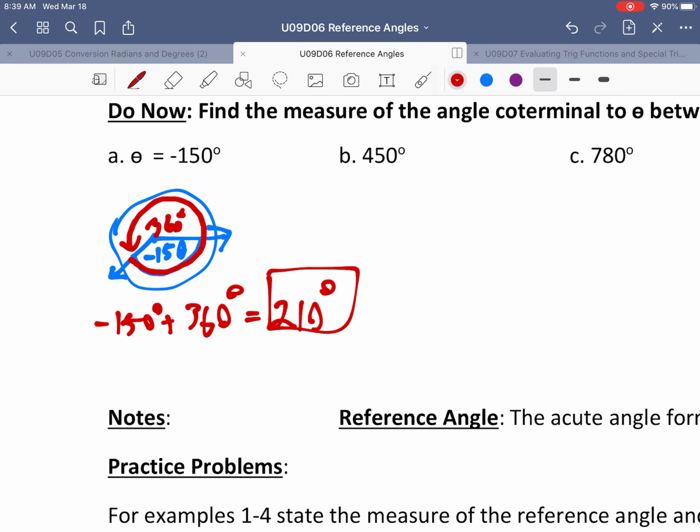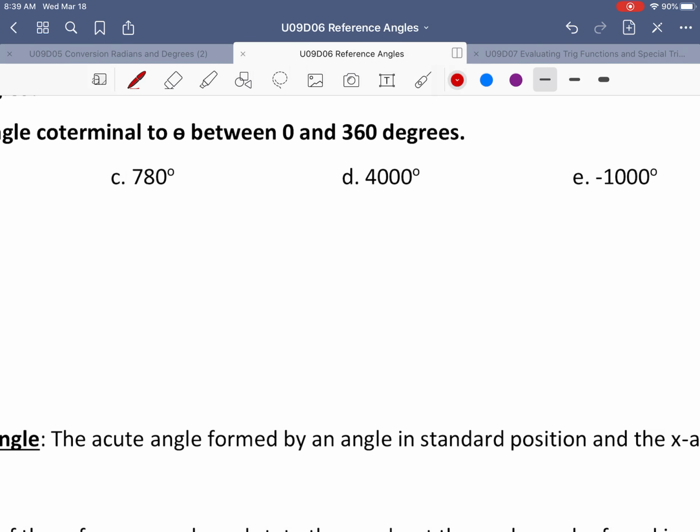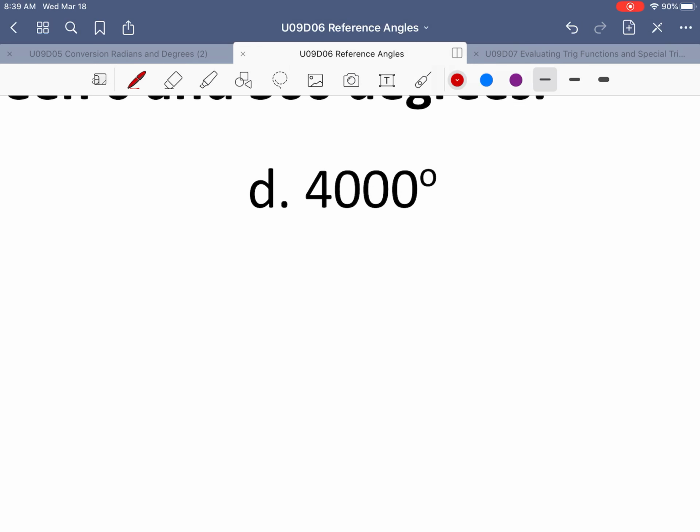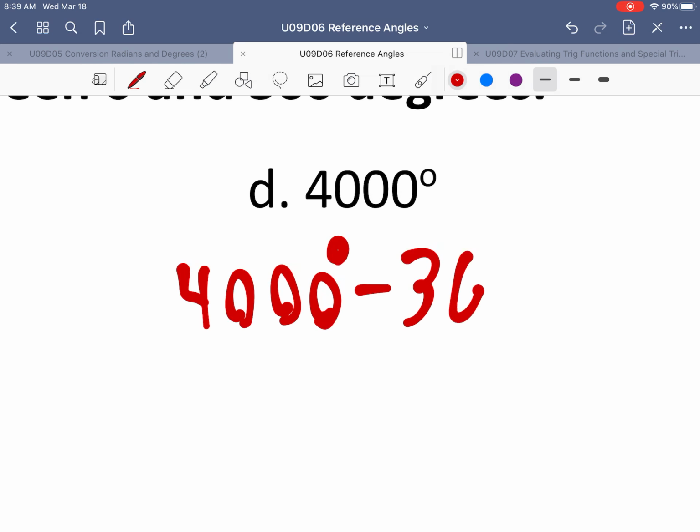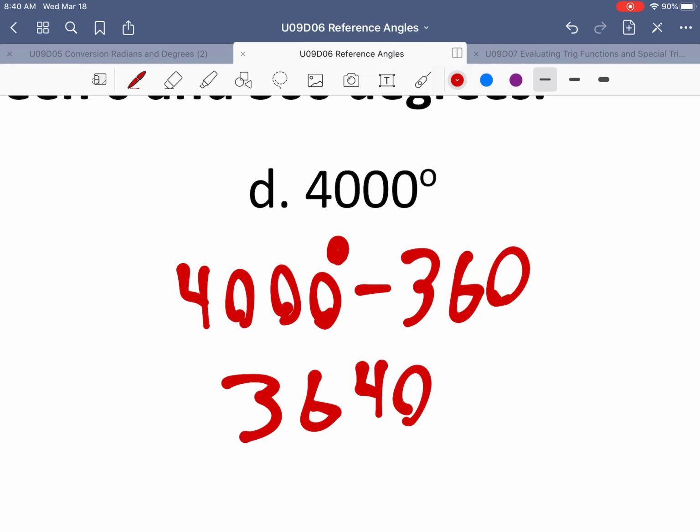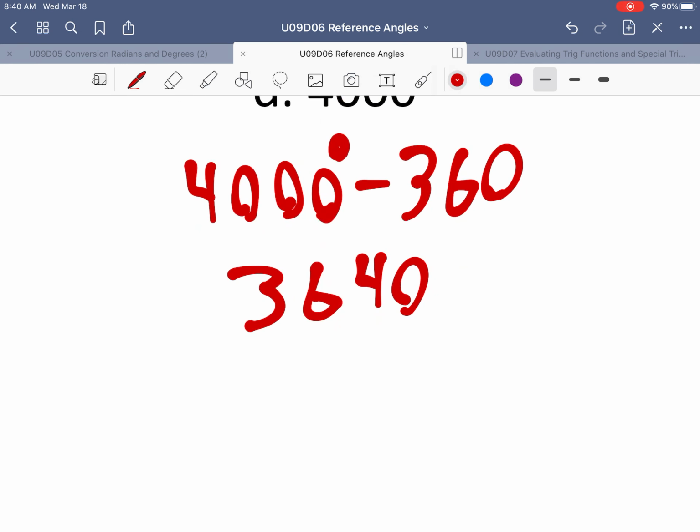The same thing can be done for a large angle. So if we have a 4,000 degree angle, I don't even know where that terminates. All I know is that if I have currently traveled 4,000 degrees, I can subtract 360 over and over again until I get underneath 360, to be somewhere between 0 and 360. So let's take away 360. That'll be 3,640. Obviously, I have a much larger way to go, so I'm just going to keep doing that in my calculator until I get there.